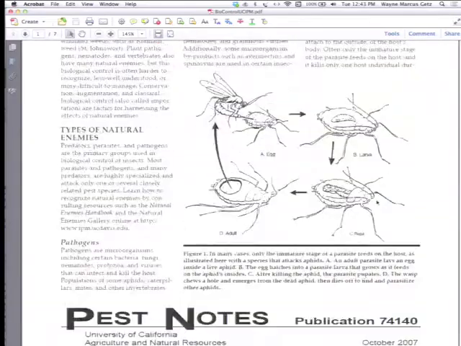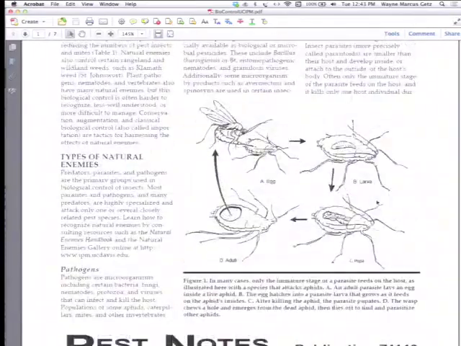It talks about the types of natural enemies, pathogens, the difference between pathogens, parasites, and parasitoids. So anybody have any idea what the difference between a pathogen, a parasite, and a parasitoid is? Who's heard the term parasitoid? Okay. And pathogens and parasites? What is the difference between a pathogen and a parasite? Okay. Yeah, that's a good way to distinguish between them.